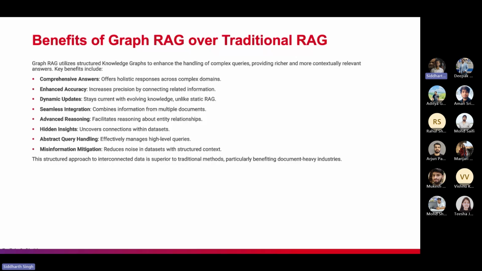related pieces of information. Graph RAG increases precision, delivering more accurate responses. Unlike static RAG, graph RAG can adapt to evolving knowledge. It stays current, ensuring that the information is up to date. And then seamless integration. This approach effectively combines information from multiple documents, offering more cohesive responses to queries. Advanced reasoning. Graph RAG enables advanced reasoning about the relationships between entities, allowing for deeper insights. And hidden insights. It can uncover previously unnoticed connections within datasets, enhancing understanding.